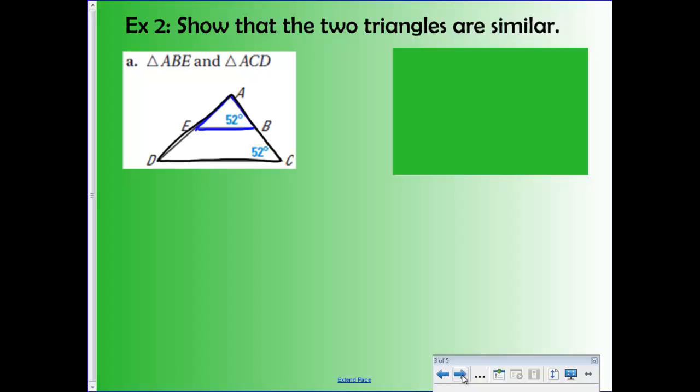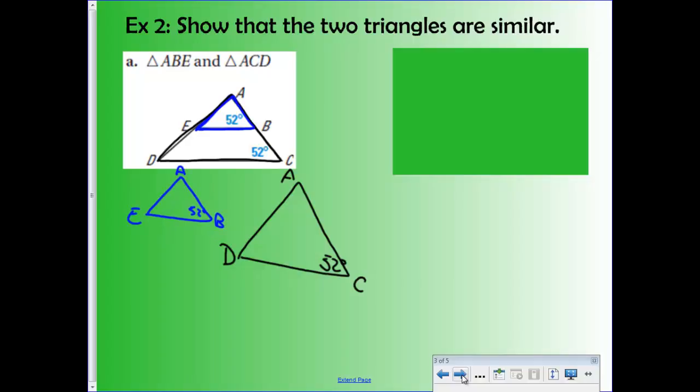I'm going to take them and I'm going to pull them out. Here's the big one. You should do the same. Redraw them on your paper. We have ACD. And we had 52 degrees down here. And we also have this one, which is ABE. And we have 52 degrees here.